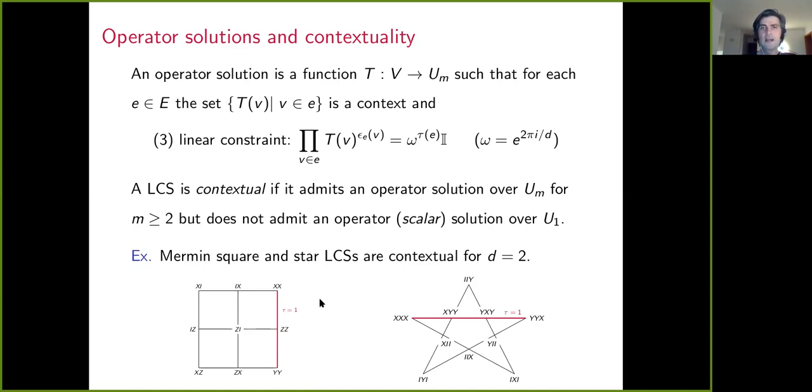The tau function associates 0 to every context except the red ones, which are assigned 1. An explicit operator solution for this linear constraint system is given by 2-qubit Paulis, as indicated here. On the left-hand side we have 2-qubit Paulis, and on the right-hand side we have 3-qubit Paulis.